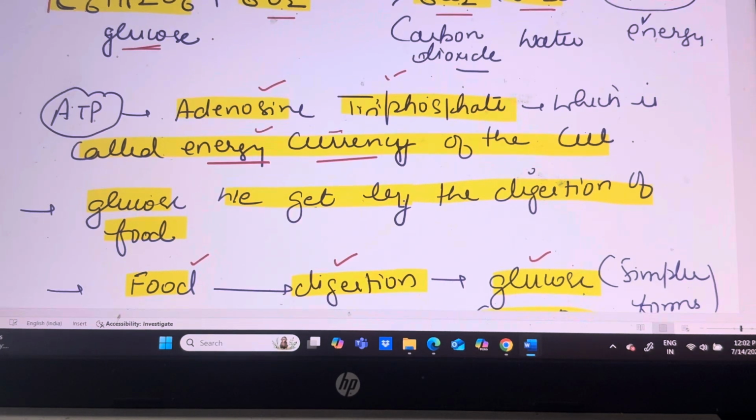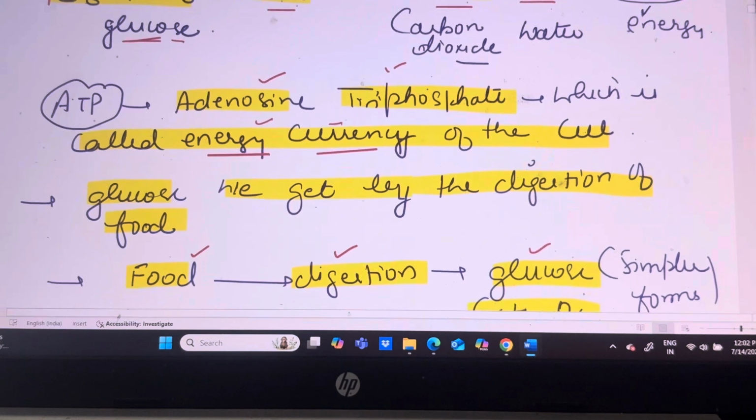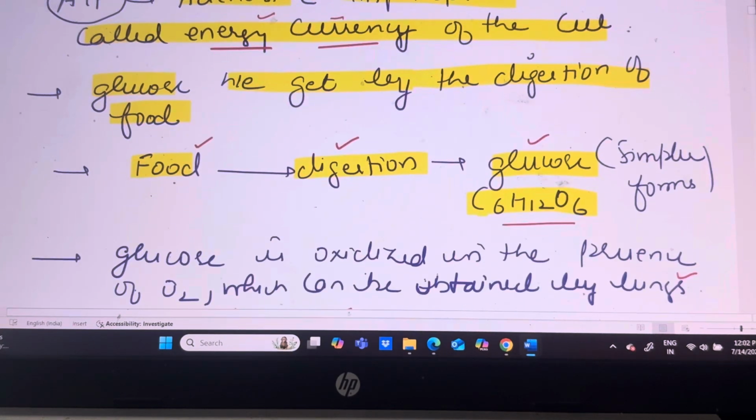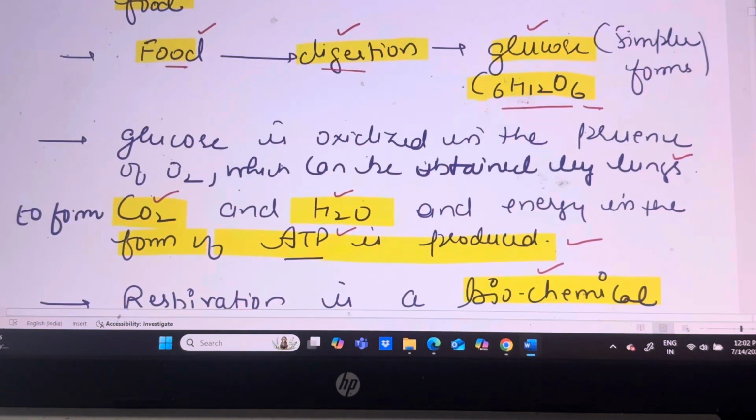of the cell. Students, you want to know from where we get this glucose in the living organism. Glucose we get from the food which we all are eating, and the food will undergo digestion in our body and it will produce glucose. This is the simplest form which our body uses to produce energy by the process of respiration. And students, this glucose is oxidized in the presence of oxygen, which we obtain by the lungs, to form carbon dioxide and water, and energy in the form of ATP is produced.